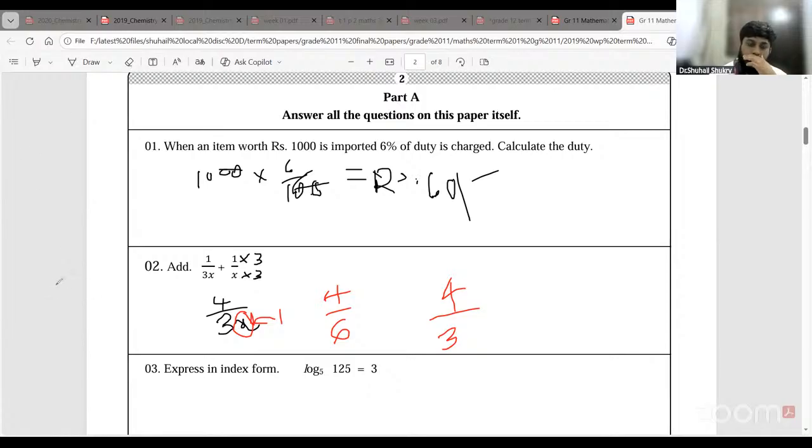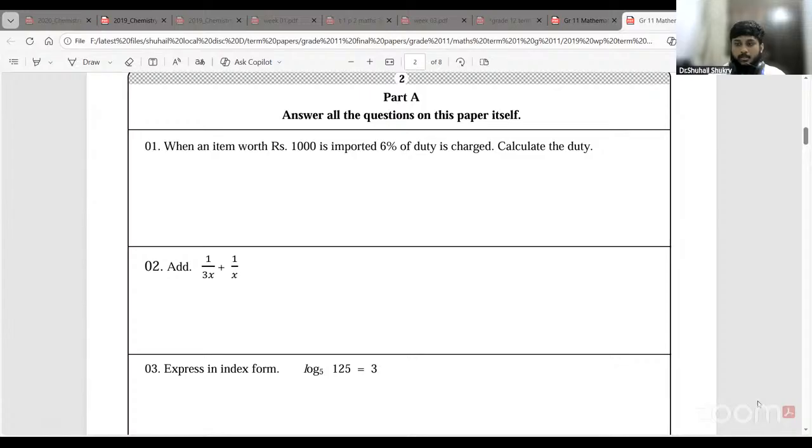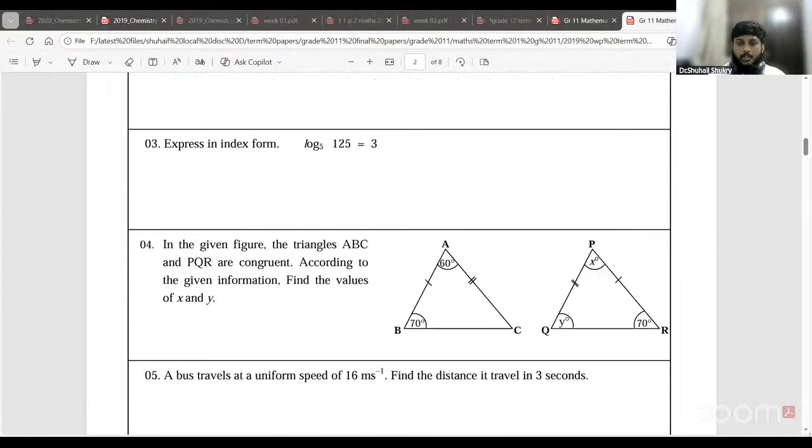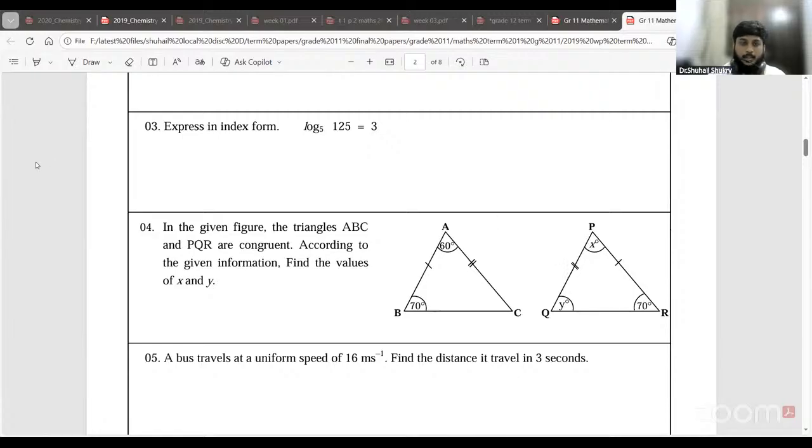Okay. These parts, fine. I hope these are very simple things. Now we'll go to the next one. Express in index form: log base 5 of 125 equals 3. Okay, this is actually a basic format of logarithm.